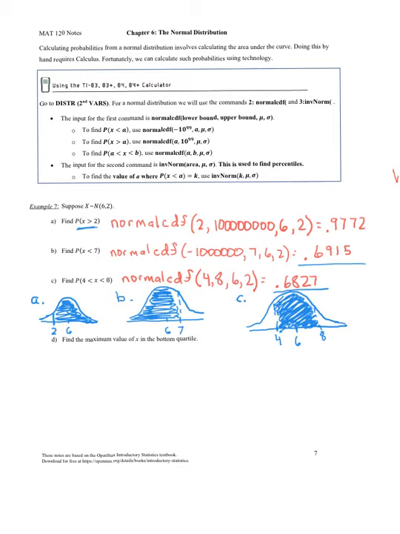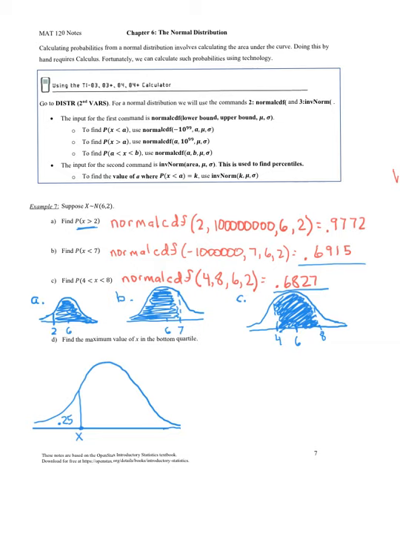Now, for letter D, we're asked to find the maximum value of X in the bottom quartile. So first, let's look at a graphical representation of the bottom quartile. If we have our normal curve, the bottom quartile would represent the lower 25% of our graph. And we're looking for the very maximum value of X here. In other words, they gave us that 25% of the curve is shaded in the lowest quartile.